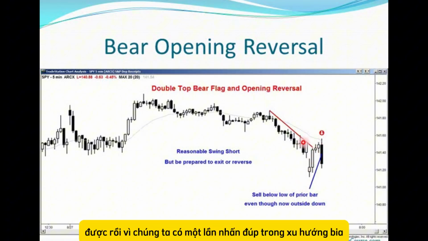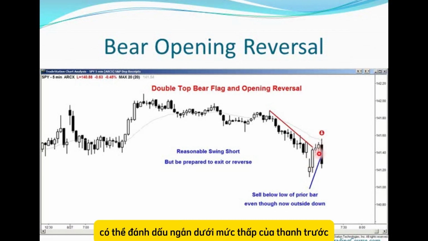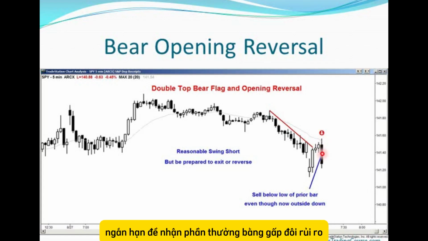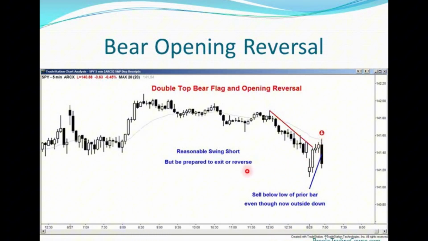Okay, since we have a double top and a bear trend, even with the 4 bull bars, aggressive bears could short 1 tick below the low of the prior bar as the bar is going outside down. It's certainly a reasonable swing short, going for a reward equal to twice the risk. The stop would either be above the high of this bull bar or above the high of the bear bar.